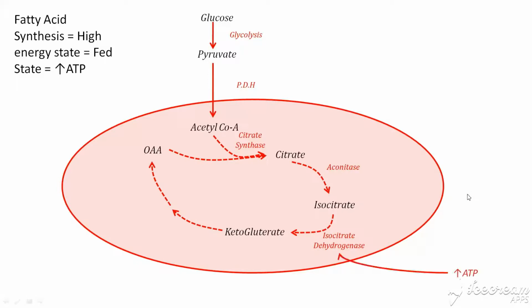So let's say the person is in a fed state and there's a lot of ATP in his cells. ATP is going to negatively inhibit the enzyme isocitrate dehydrogenase. And this, in turn, is going to lead to the accumulation of isocitrate, and that's going to lead to the accumulation of citrate. So, citrate is going to be shunted out of the mitochondria and into the cytosol by the citrate shuttle, and citrate is then going to enter the process of fatty acid synthesis. So this is the general overview of fatty acid synthesis.